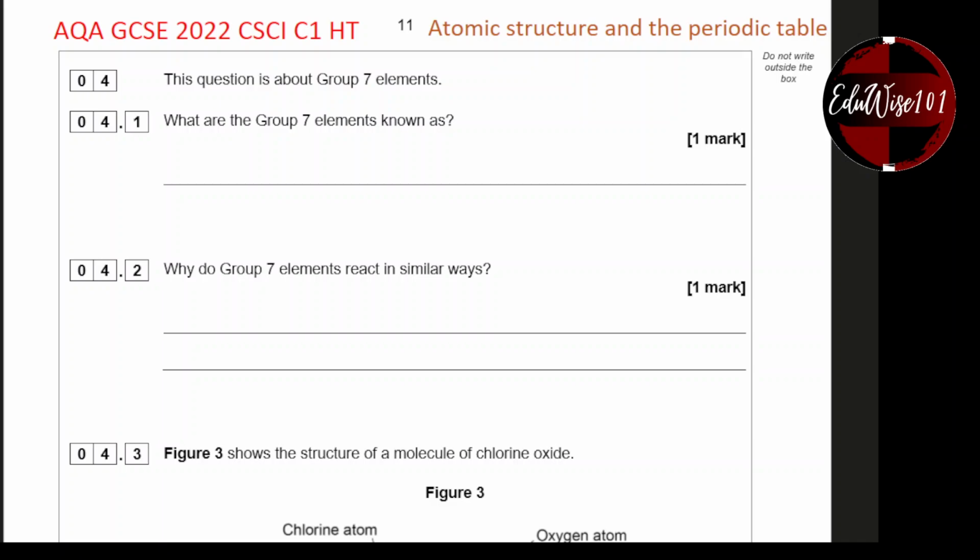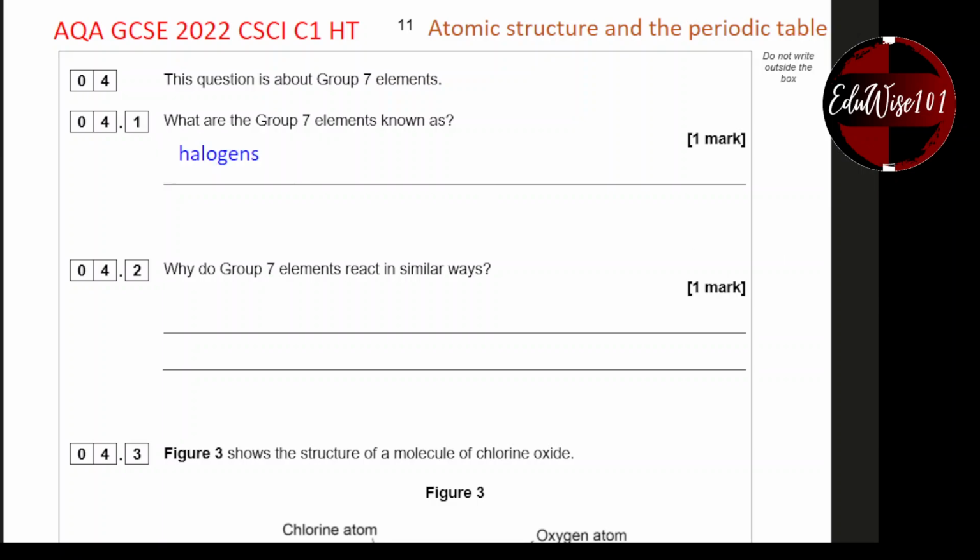In this video, I'm going to go through the AQA Combined Science GCSE Chemistry Paper 1 Higher Tier from 2022. This is question number 4, which is on the atomic structure and the periodic table. This question is about group 7 elements. What are the group 7 elements known as? They are also known as halogens.